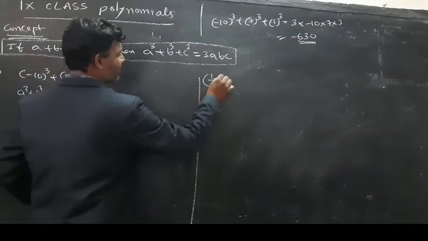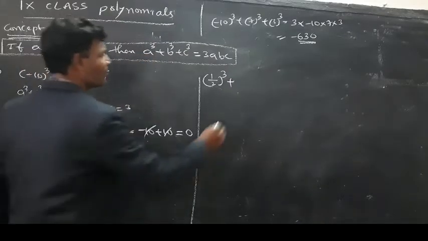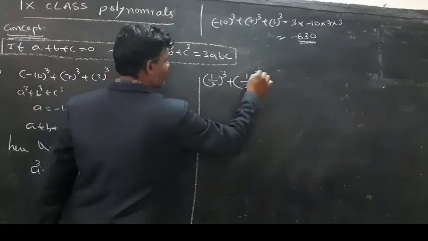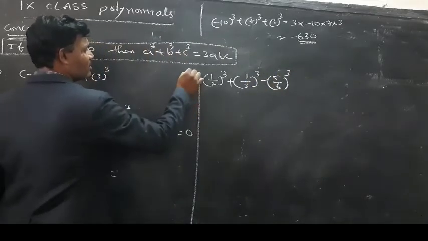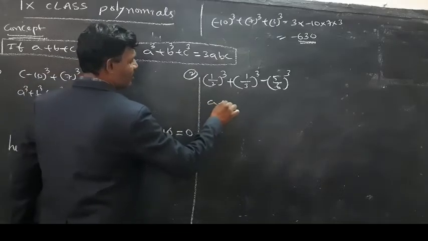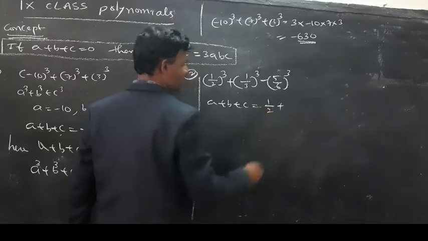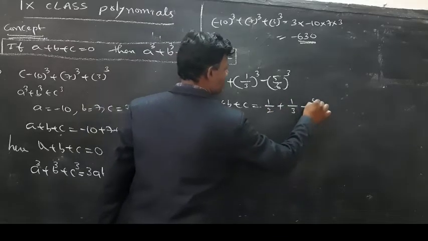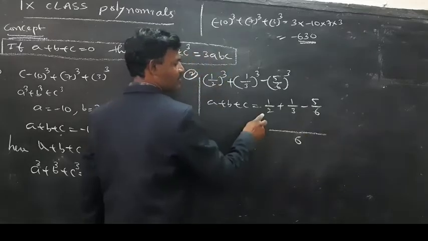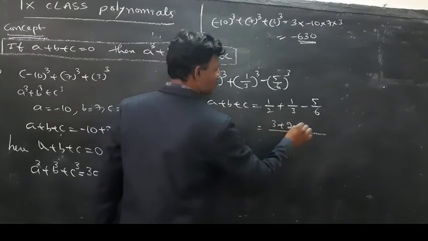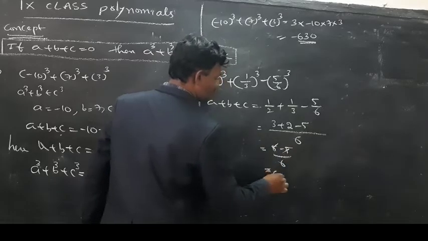Next question. I need the value of 1 by 2 whole cube plus 1 by 3 whole cube minus 5 by 6 whole cube. First, you have to find the value of a plus b plus c. a means 1 by 2, b means 1 by 3, c means minus 5 by 6. The LCM is 6. So it is 3 plus 2 minus 5 by 6. What is the answer? 0.